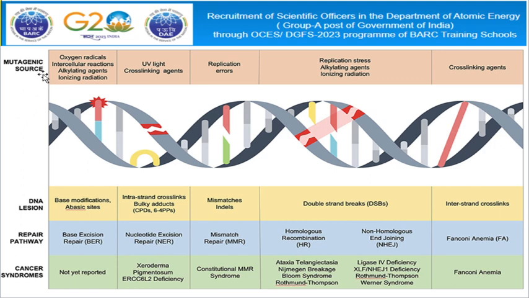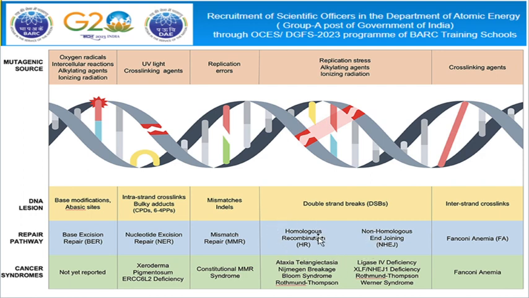Whereas if the DNA is affected by mutagenic agents like oxygen radicals, intercellular reactions, alkylating agents, or ionizing radiation, then your base excision repair system corrects all those things. Replication errors are corrected by the mismatch repair system, and double strand breaks are corrected by the homologous recombination repair system and non-homologous end joining.